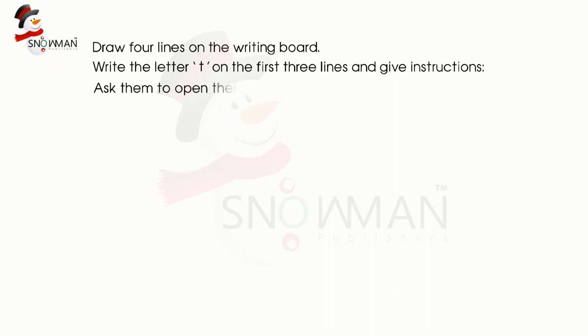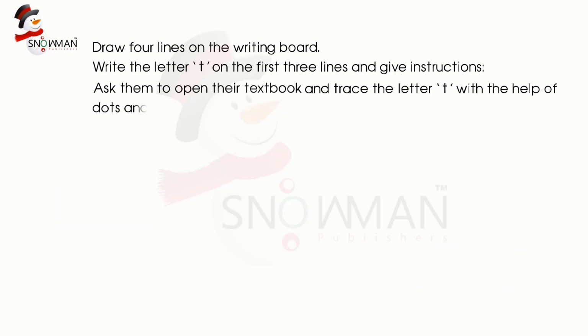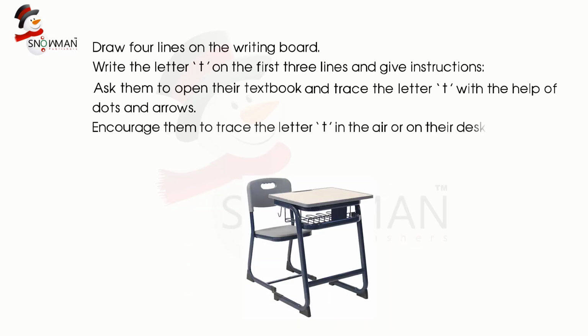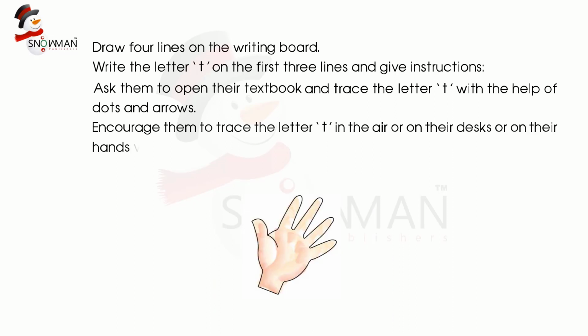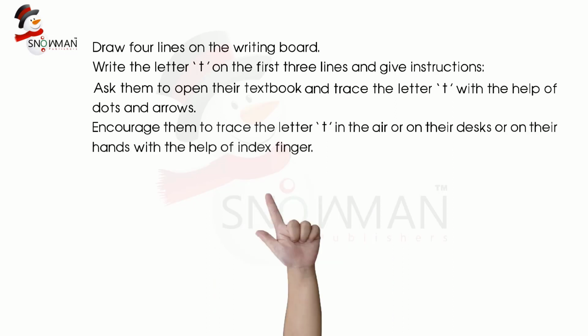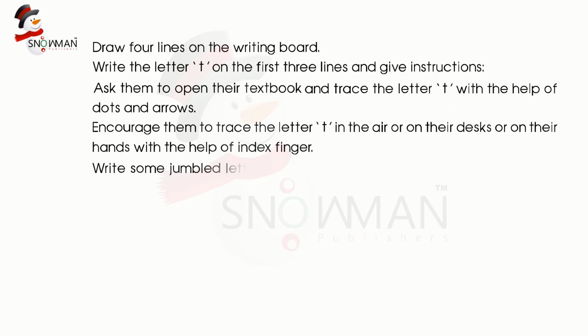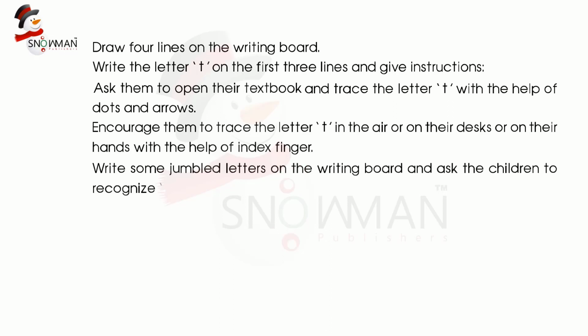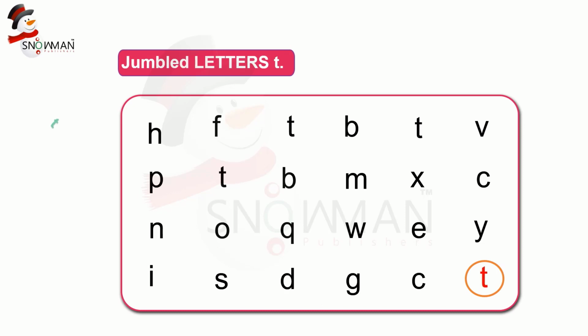Ask them to open their textbook and trace the letter T with the help of dots and arrows. Encourage them to trace the letter T in the air or on their desks or on their hands with the help of index finger. Write some jumbled letters on the writing board and ask the children to recognize T.